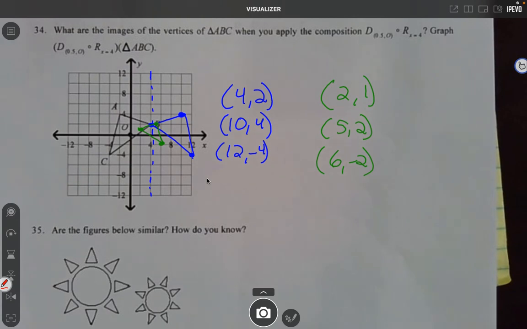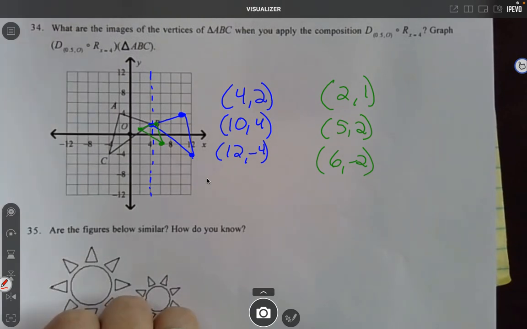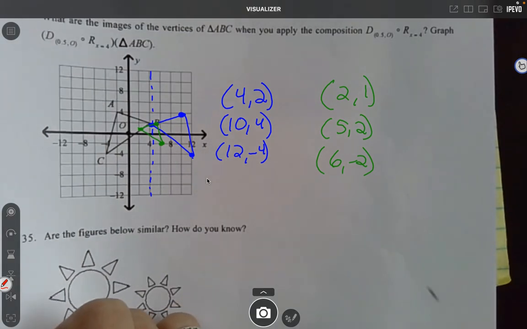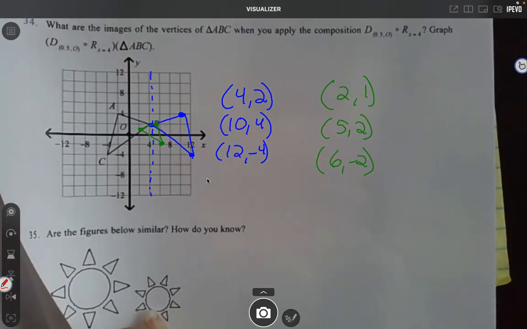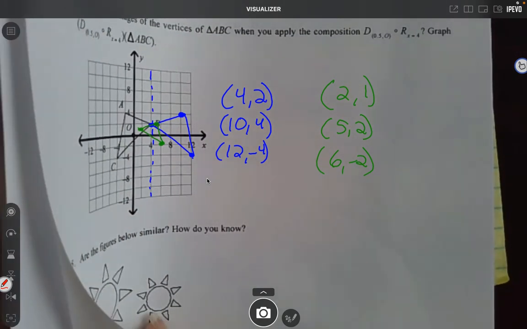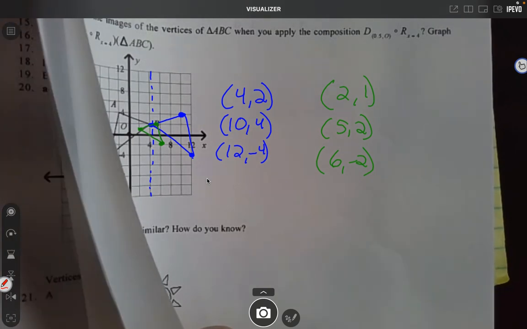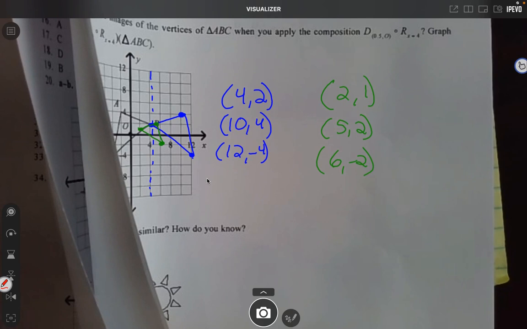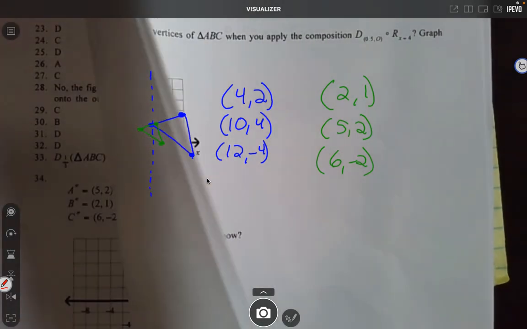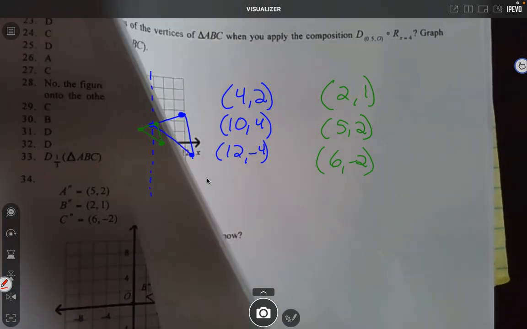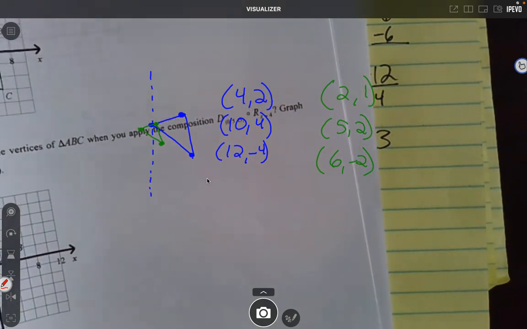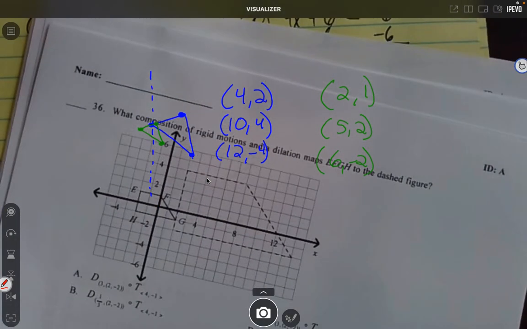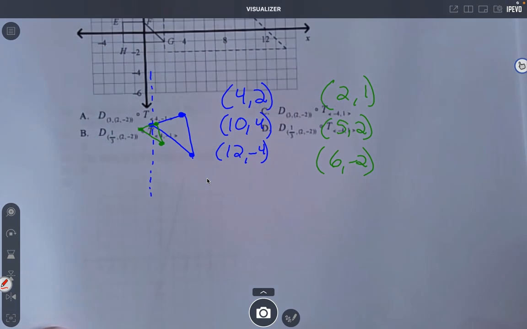Okay, and then I think we're on our last. Are we on our last one? Oh yeah, this one has 36. Yep, this one's on there. Let me erase that real quick.